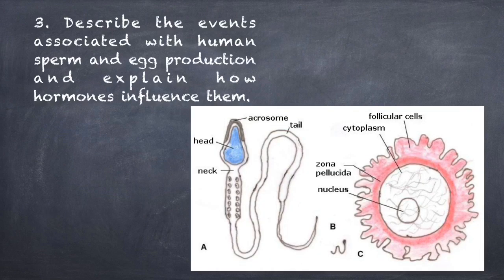For number 3, describe the events associated with human sperm and egg production and explain how hormones influence them. Hormones are the drivers of human reproduction, responsible for sexual development and controlling the menstrual cycle. Sex hormones are responsible for driving sexual development, which is puberty, and the main reproductive hormones are estrogen and testosterone. Estrogen causes eggs to mature in ovaries once a girl hits puberty. These are then released at regular intervals during the menstrual cycle, while testosterone stimulates sperm production in males.